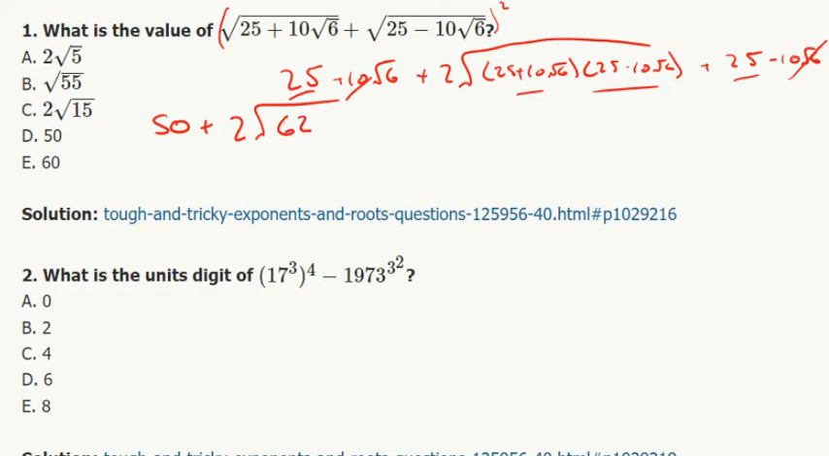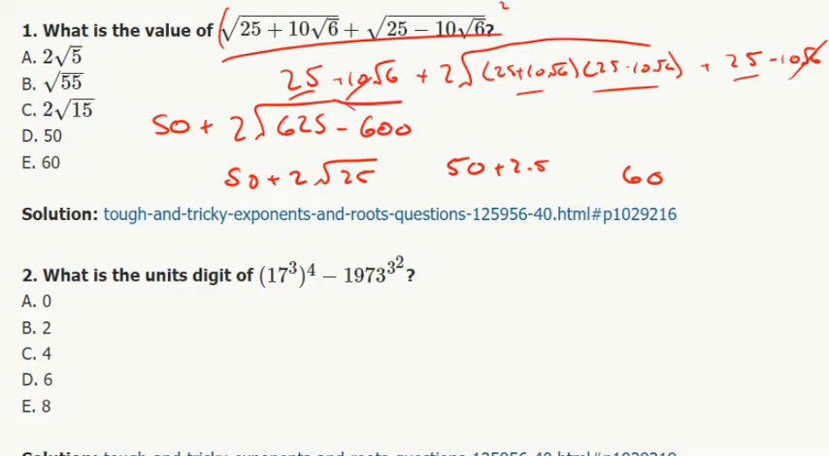So 625 minus 100 times 6 is 600. So 50 plus 2 times root 25. So 50 plus 2 times 5. So 50 plus 10 is 60. And I remember I squared it at the very beginning, but there's not actually a square there, so I have to remember to undo that process at the end. Take the square root of that. It's root 4 times 15, or 2 root 15.